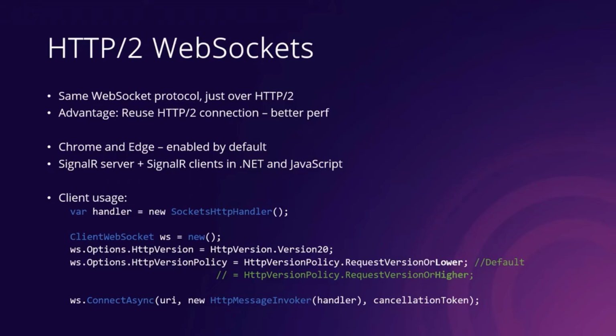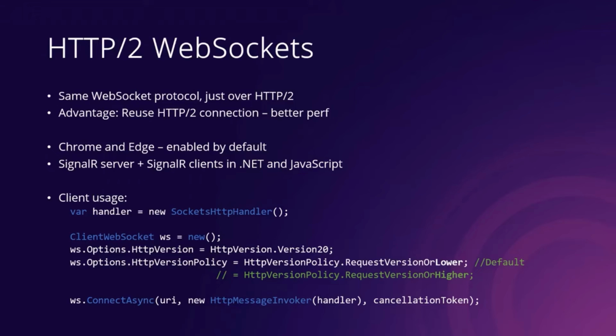So what's the advantage? Why would you need to do that? The value that HTTP2 brings to WebSockets is that you can reuse the same connection for multiple requests. So you can have multiple WebSockets connections, or you can have normal requests combined with a WebSockets connection, all on the same TCP connection. So you get better perf, especially on establishing the connection. If you look at Chrome and Edge, it's enabled there by default, so it already works. On the SignalR server, it's enabled now by default, and SignalR clients in .NET and JavaScript support that as well.